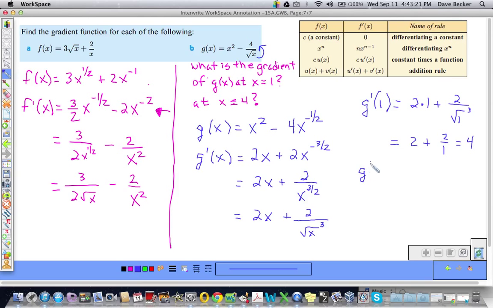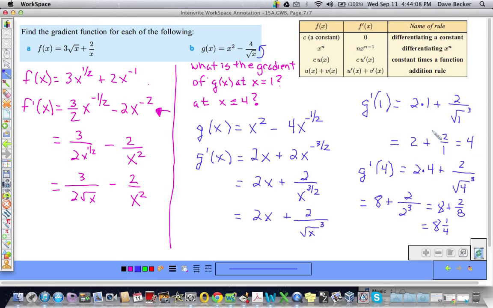And then g prime of 4, is that it? Yeah, g prime of 4 is equal to 2 times 4 plus 2 over the square root of 4 cubed. Okay, replacing x with 4. So that is going to equal 8. 2 times 4 is 8, plus 2 over, let's see, the square root of 4 is 2, so 2 over 2 cubed. So that's going to be 8 plus 2 over 8, which is equal to 8 plus 1/4, or 8 1/4, or 8.25.